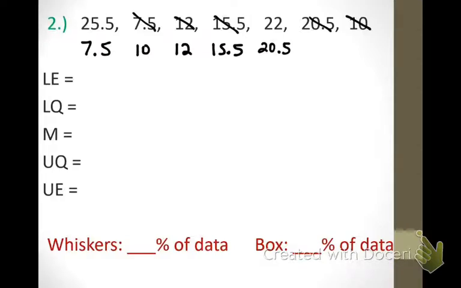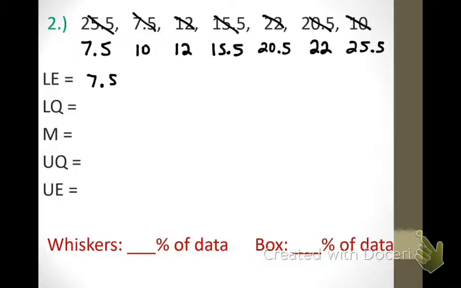20.5. Next one? 22. And the last one? 25. Very good. Okay, so just remember, always put your information in order from least to greatest. Nikki, what's my lower extreme? 10. No. Yes. What's the lowest number we just had in our data set? 7.5.